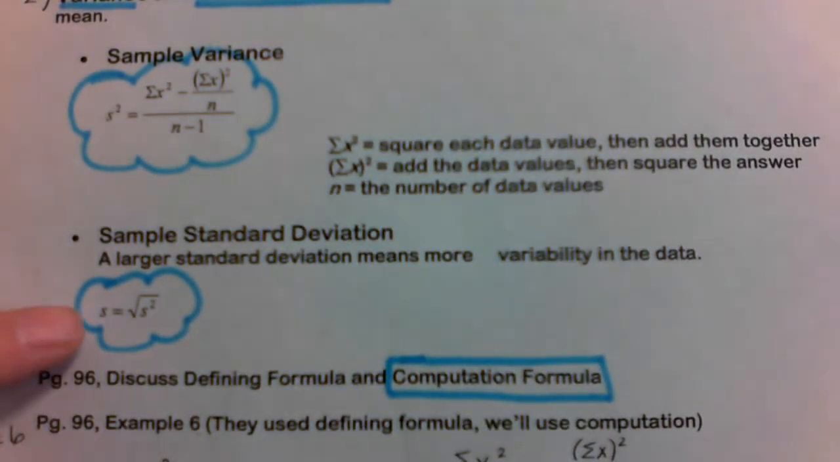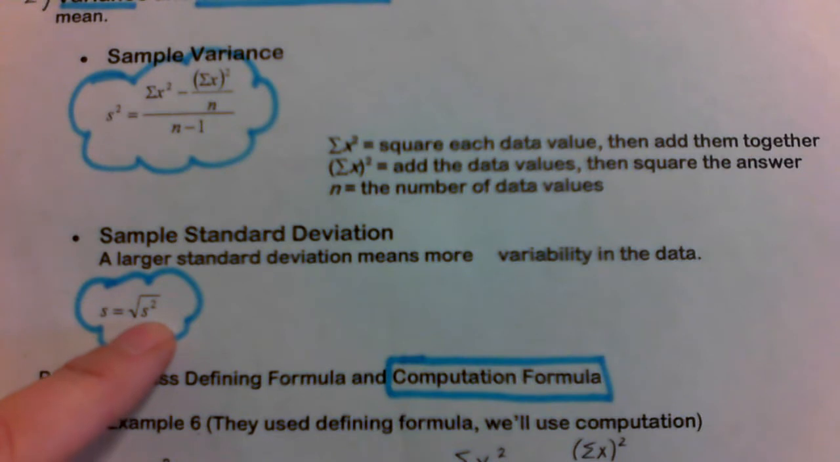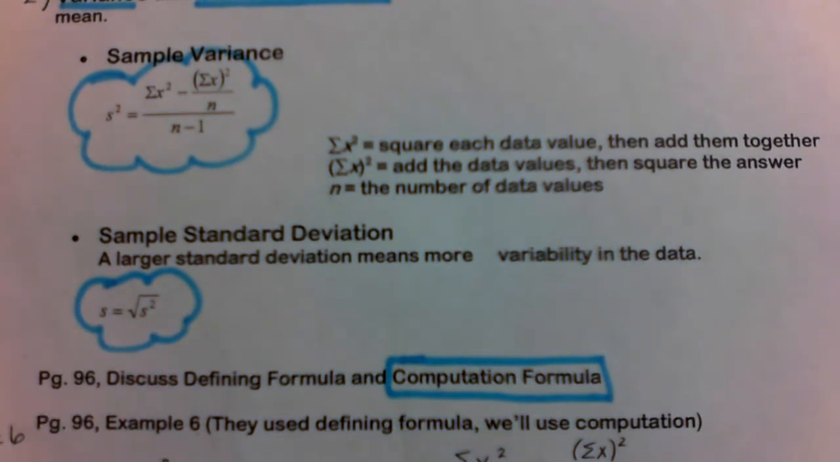Now, the standard deviation is what we use in application most often. And the standard deviation is S. Well, how do you find S? You take the square root of S squared. So once you find the variance, you just take its square root, and you then have the standard deviation.